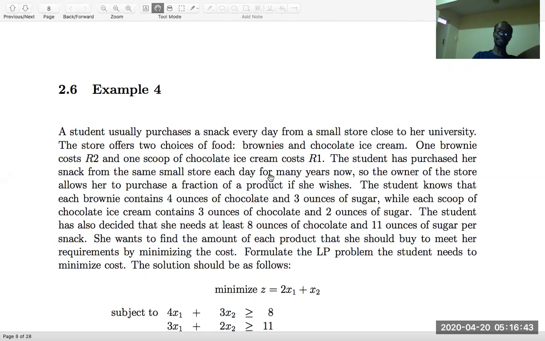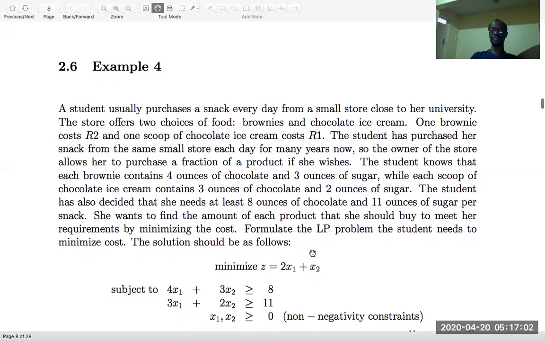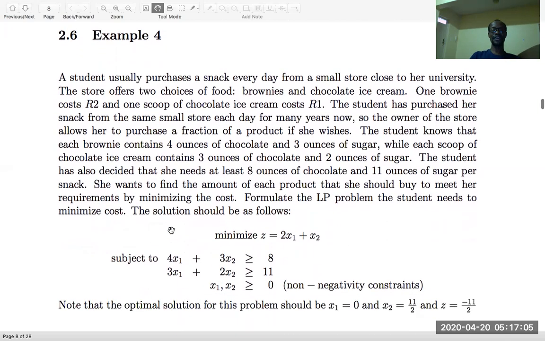The student has also decided that she needs at least 8 ounces of chocolate and 11 ounces of sugar per snack. She wants to find the amount of each product that she should buy to meet her requirement by minimizing the cost. So in this instance, we are trying to minimize the cost. So you formulate your LP problem. The student needs to minimize the cost. The solution should be as follows.